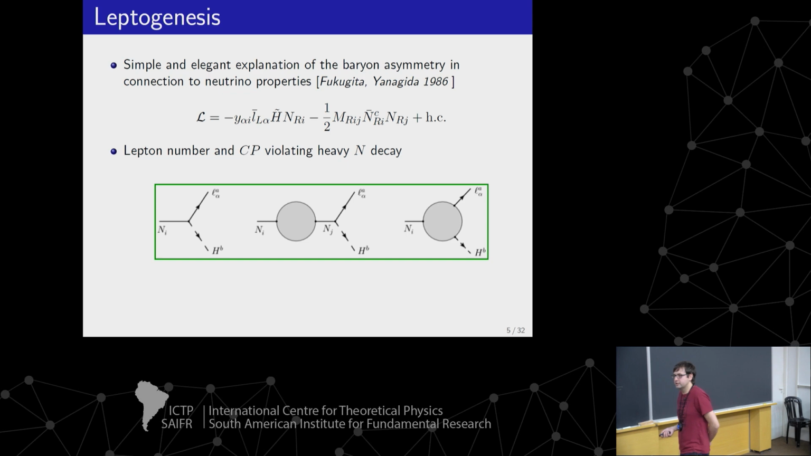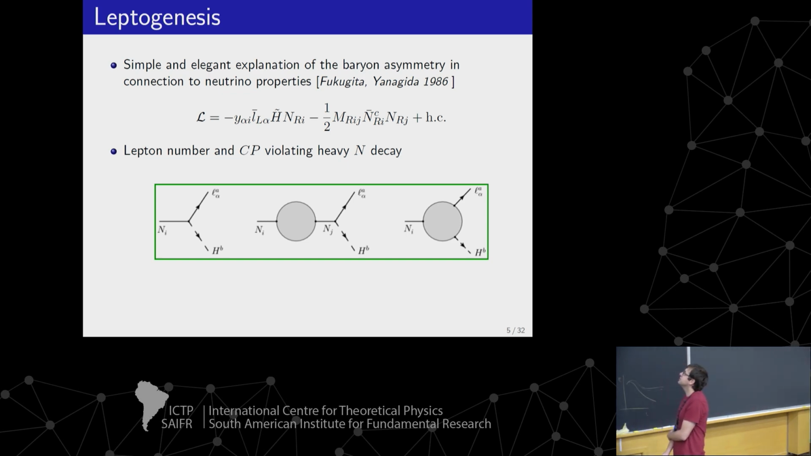Then the idea is that in the early universe, this heavy neutrino decays, and its decay violates lepton number and CP. The way to see this: you write down the tree-level graph, for example, N decaying to a lepton and X, and then you have to do the interference. When you consider the interference with one-loop diagrams, like this one, you see that the decay of N into LH and the decay of N into L bar H bar are not the same.